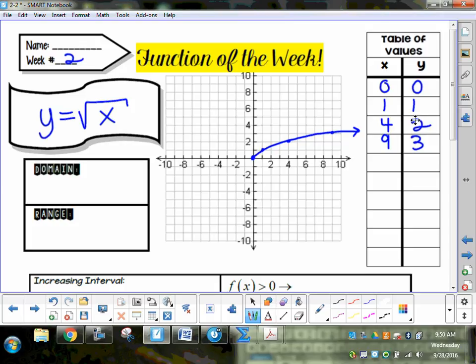Well, 16, 4 is on there. 25, 5 is on there. 36, 6 is on there. That's 6, for 7 is 49. So 49, 7, 64, 8, 81, 9. Look at how long it takes us to get to 9. But look at what's happening with those output values, which is your range. Who can tell me what the domain of this graph is going to be?